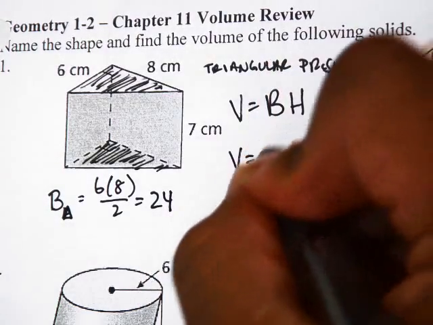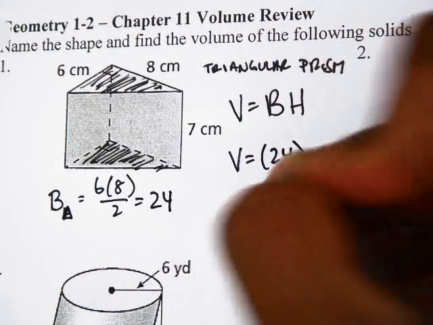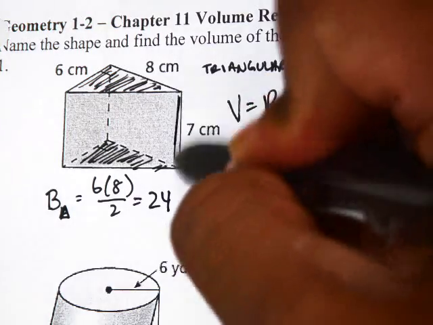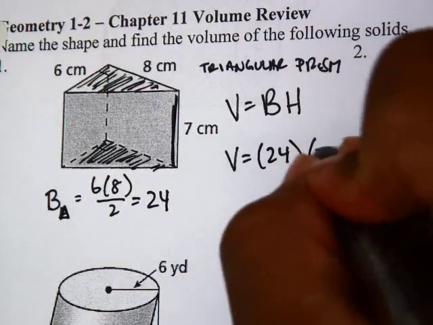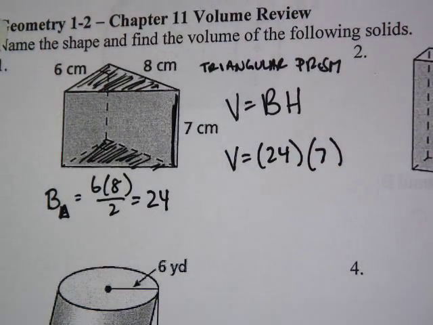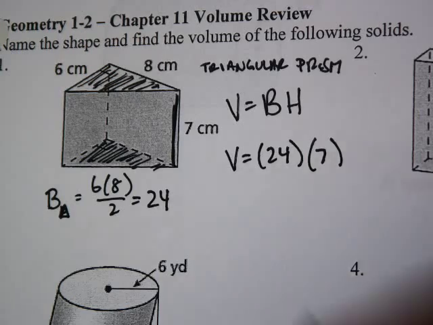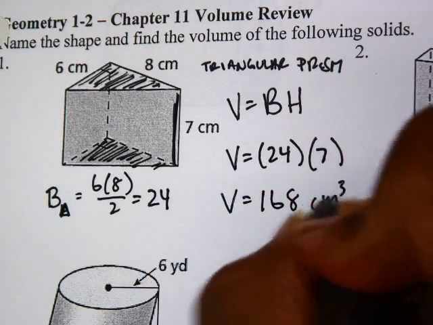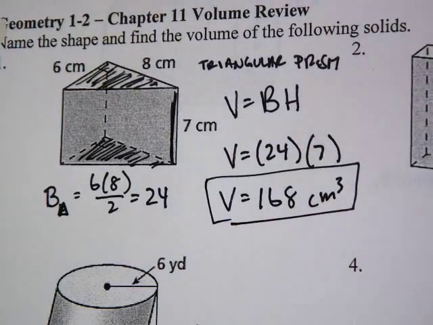So the volume, capital B, is 24. Now the H, the height, isn't always how tall it is. It's just the length that connects the two bases. And in this case, it's 7. So 24 times 7 is 168. And that's our answer for number 1.